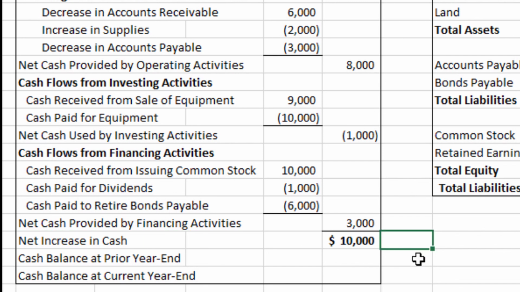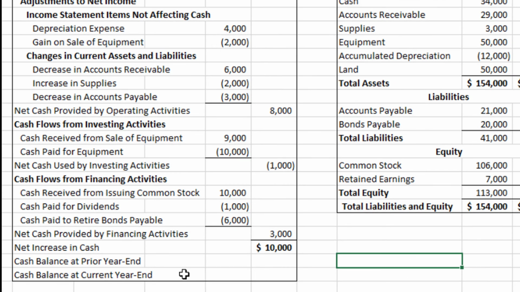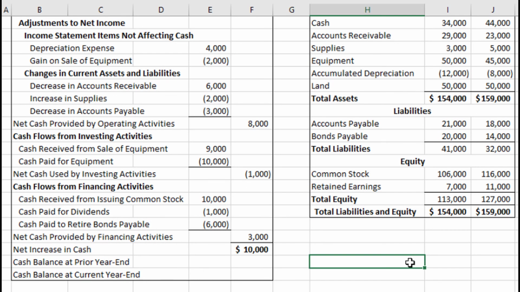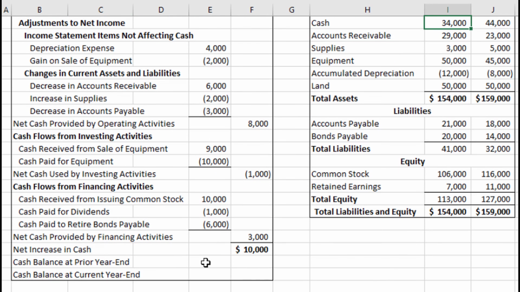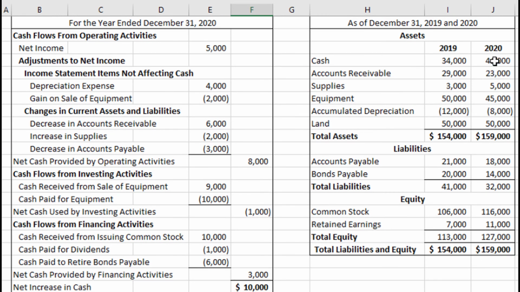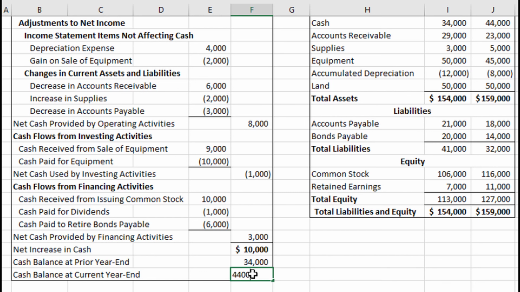And the last two labels that we need are the cash balance at prior year end and the cash balance at current year end. And these are just checks to make sure that you did the statement of cash flows correctly. So if we look back at the balance sheet, we'll see that the cash balance as of the prior year end, which is 2019, was 34,000. So let's copy that down right here, 34,000. And the cash balance as of the current year end, which would be 2020, is 44,000. So we're going to put 44,000 right here.